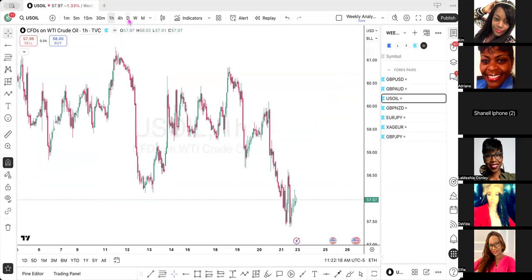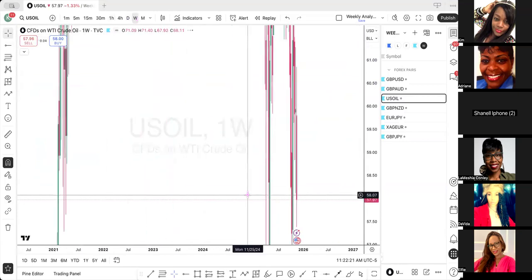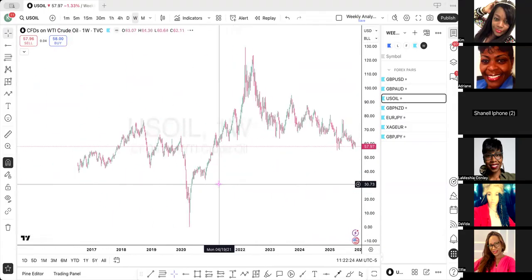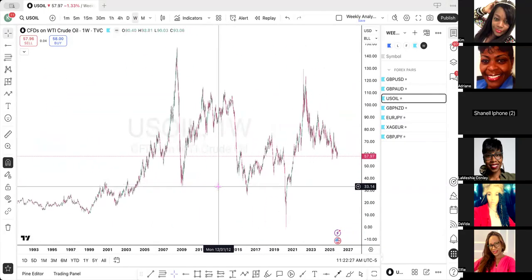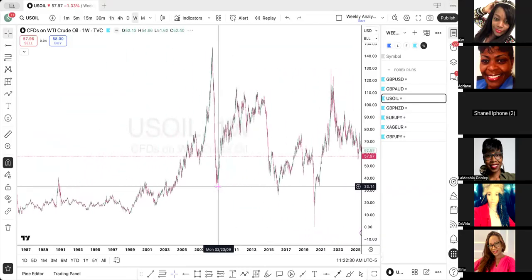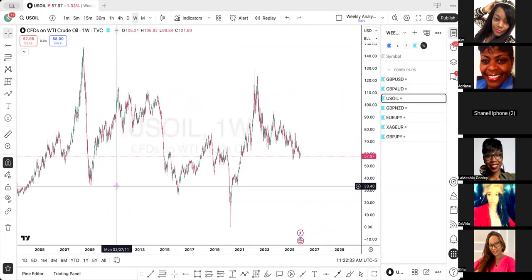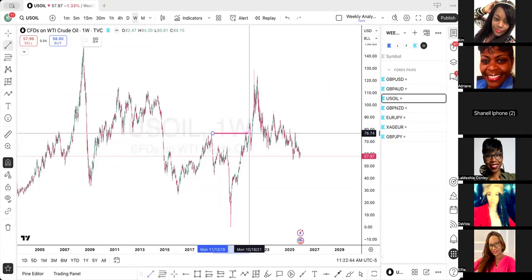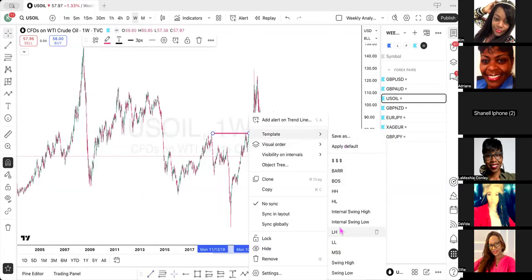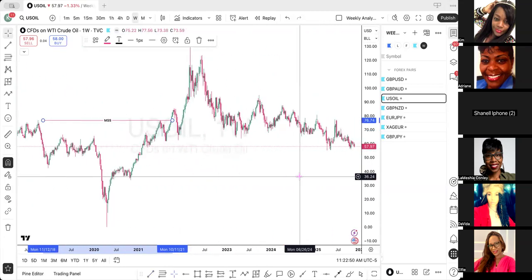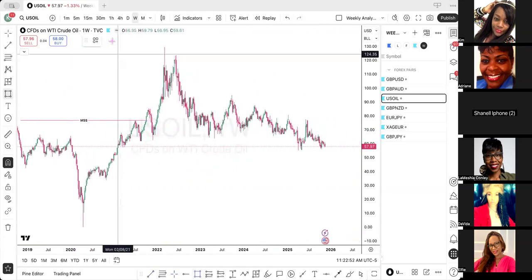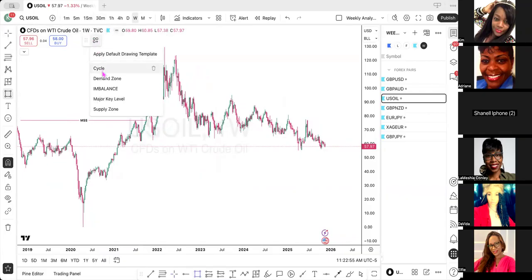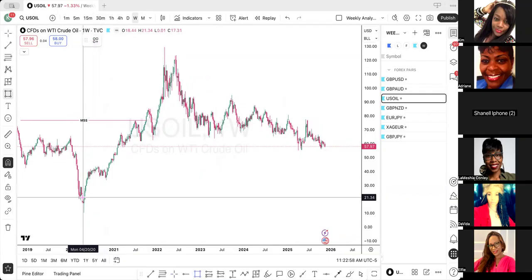Nope. All right. Oil. Let's go to the weekly. Oil is currently, I don't know what kind of structure this is. This was a break of structure here, and then there was a break of structure here. So this was a market structure shift here. Which makes this my demand zone. Okay.